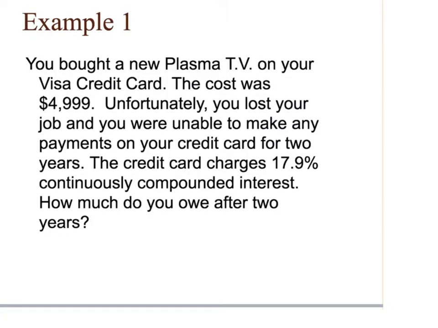You bought a new plasma TV on your Visa credit card. The cost was $4,999. Unfortunately, you lost your job and you are unable to make any payments on your credit card for 2 years. The credit card charges 17.9% continuously compounded interest. How much do you owe after 2 years? This is going to be f of t equals a e to the rt. A is how much is initially on your credit card, that is $4,999. Remember that e is just a number, so you don't have to sub anything in for that.